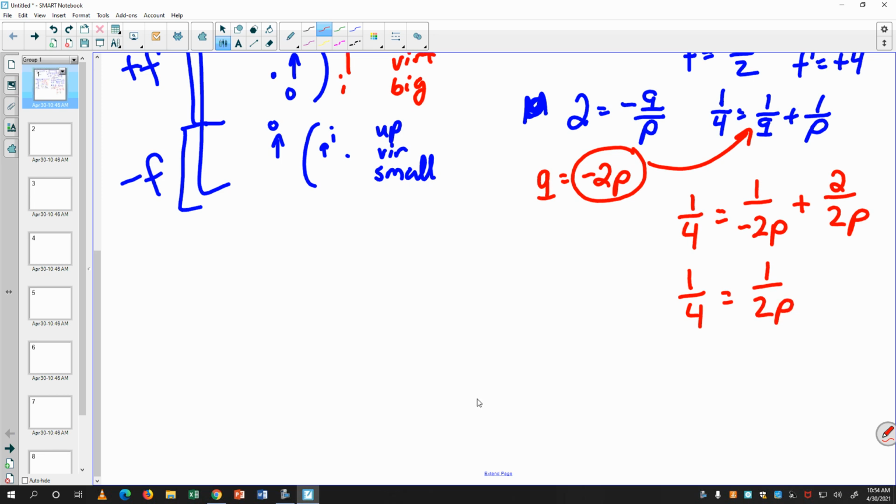And then I'd solve that for P. 2P equals 4. No, that's right. And then P is equal to 2. So that's my object distance. If I wanted to know my image distance, I could take this and plug it into either one of those original equations and solve for my image distance.